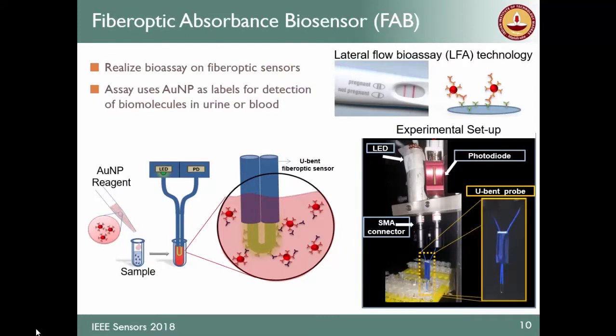So we did that. We took a sample and added gold nanoparticles conjugated with recognition antibodies, and we put bioreceptors on the U-bend region and did this assay to form a sandwich assay. This is a crude but robust setup. What you see here is an LED and a photodetector, which can be quickly fed to a computer. And this is the U-bend silica probe.